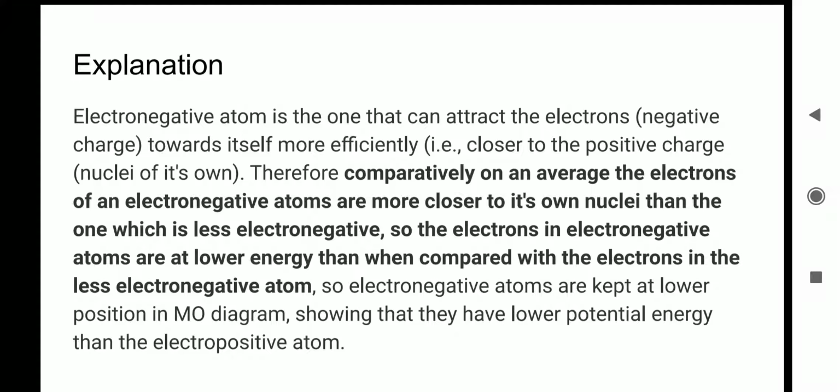Now let us see the explanation for this in detail. As we all know that electronegative atom is the one that can attract the electron more efficiently towards itself, and therefore these electrons are more closer to its own nuclei as compared to the one which is less electronegative, and these electrons will be of lower energy as compared to that of less electronegative atom, and hence in the molecular orbital diagram construction we will be placing them at the lower position.